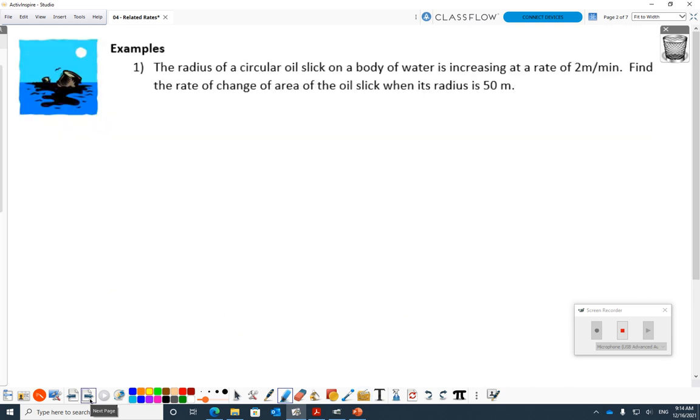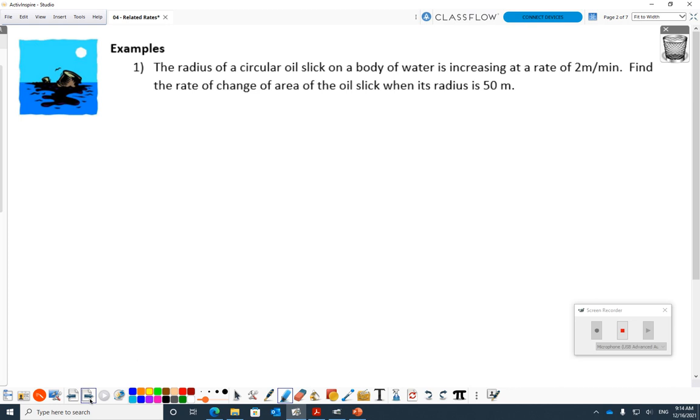The radius of a circular oil slick on a body of water is increasing at a rate of 2 meters per minute. So oil was spilt into the ocean, and somebody's measuring and seeing that this circle of oil is growing at a rate of 2 meters per minute. The question is, find the rate of change of area of the oil slick when its radius is 50 meters.